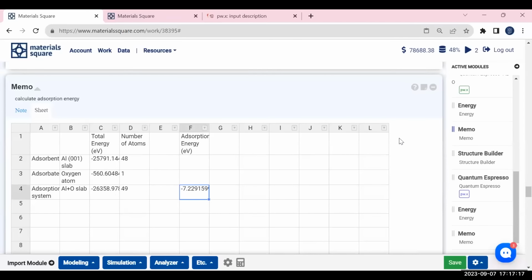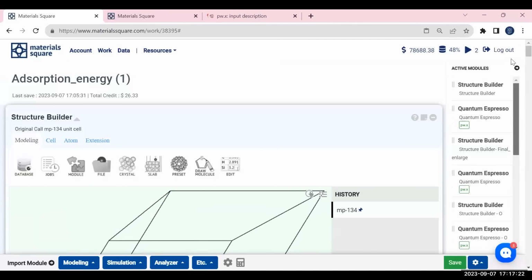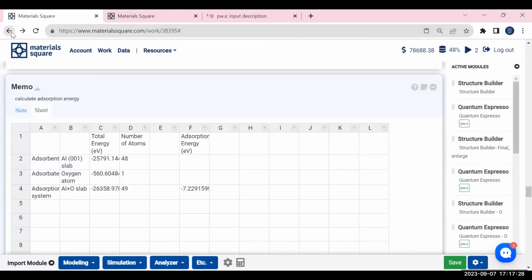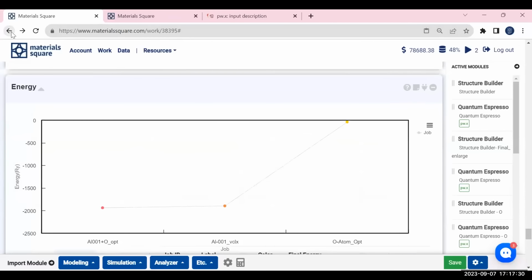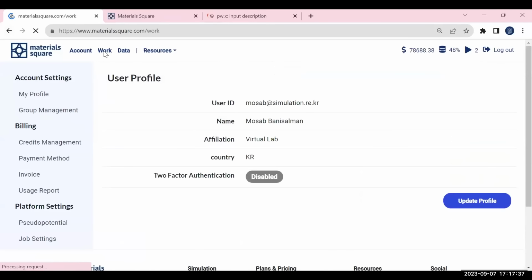I will not repeat what I have done for the next calculation, which is density of state. I will just show you actually, okay? Just go back, show you the calculation, because also I will share with you on the platform. So this is my work.